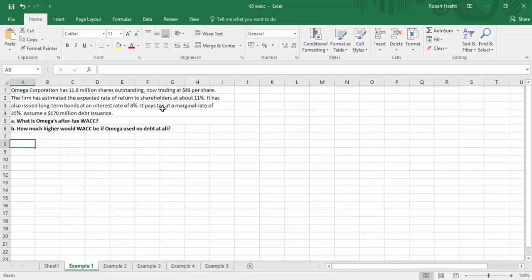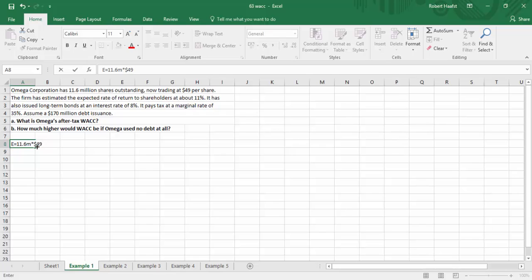So typically, two questions are: what is the after-tax weighted average cost of capital, and how much higher would it be if there would be no debt at all? So let's start at the beginning. We have the total equity, which is simply the number of shares outstanding, 11.6 million, times the price per share. Let's put a dollar sign, plus 49.